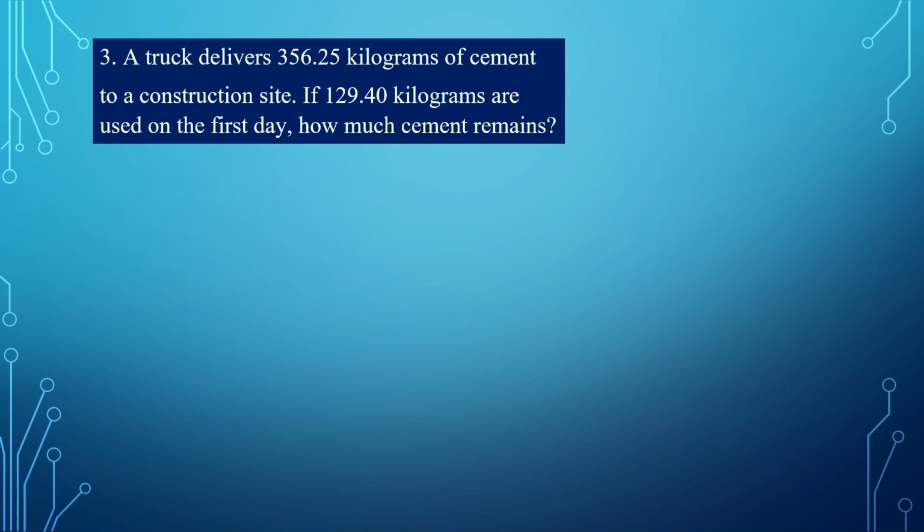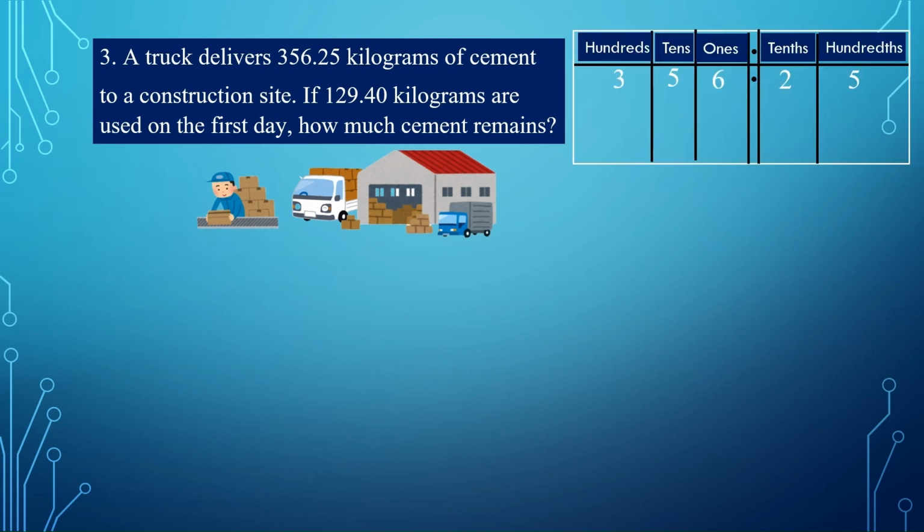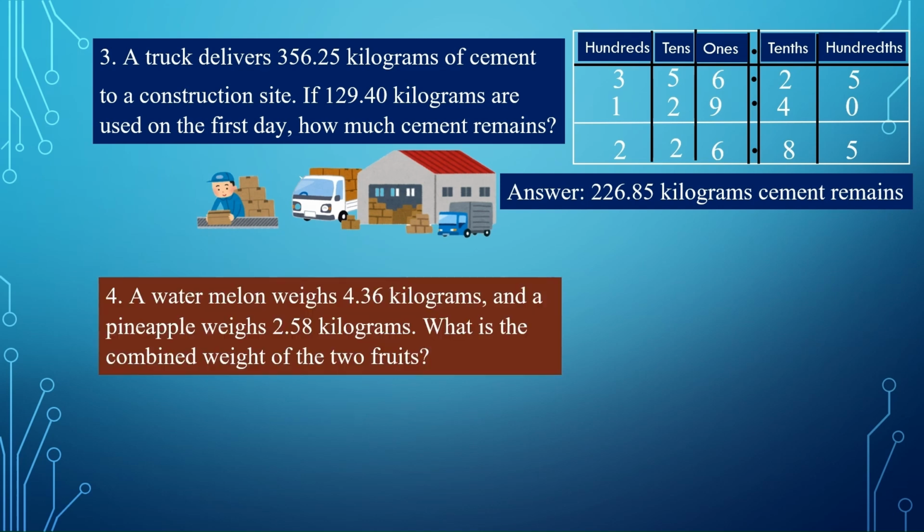A truck delivers 356.25 kilograms of cement to a construction site. If 129.40 kilograms are used on the first day, how much cement remains? So that means it is a subtraction question. You can pause the video and try to answer it yourself. I have done the working here. You can try yourself and check the answer. 226.85 kilograms cement remains.